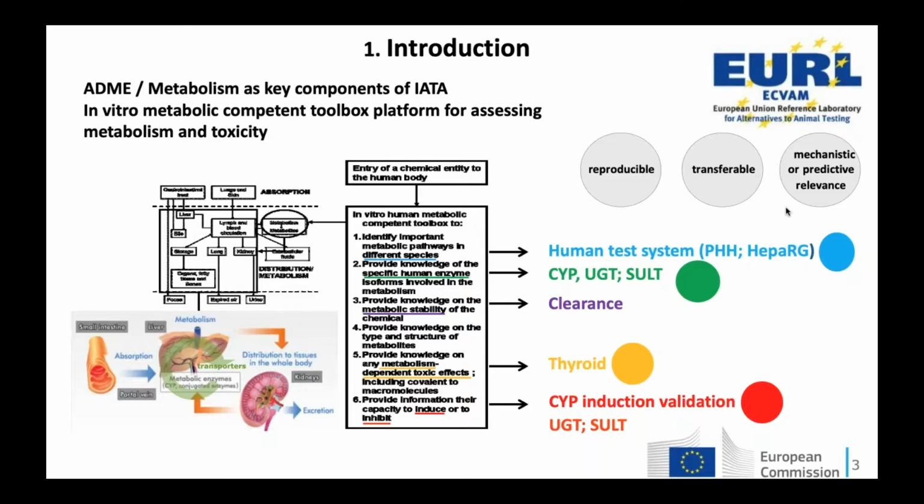We need to provide knowledge of the specific human enzyme isoforms involved in metabolism. Also, we need some information on metabolic stability. We need to have information on the type and structure of the metabolites, and also any metabolism-mediated toxic effects. And also, and this I will show you a little bit more in depth, we need information via mechanistic methods to see if these compounds can induce or inhibit biotransformation enzymes. And so for all these aspects, during my presentation, I will give you some examples.